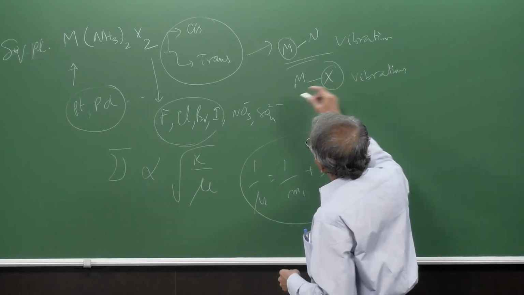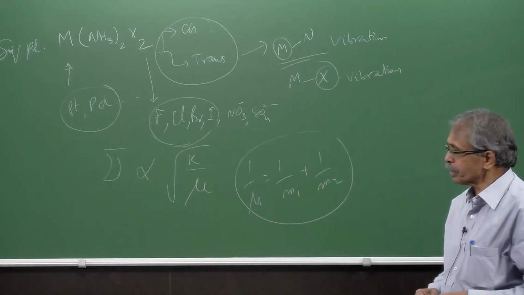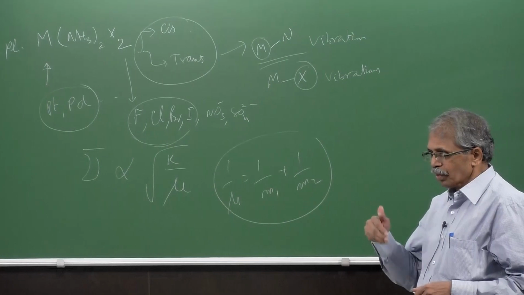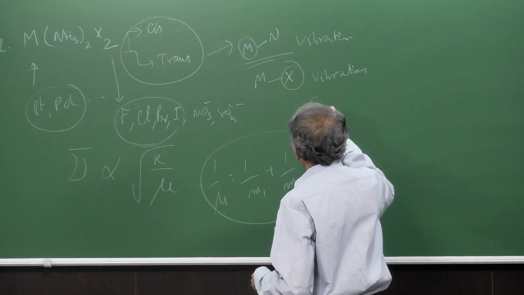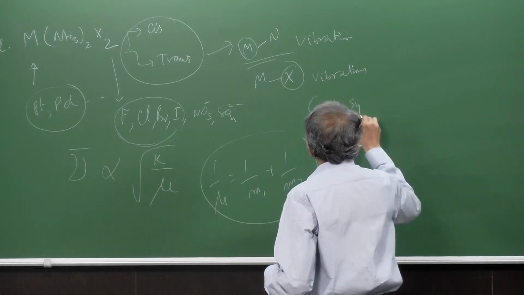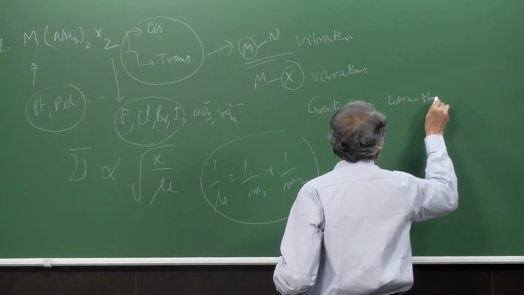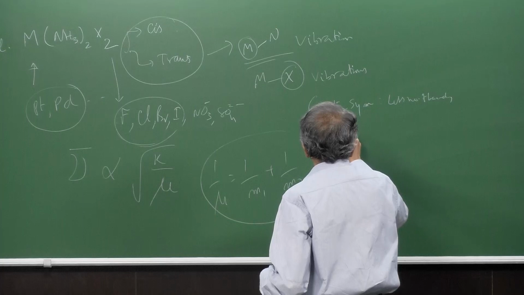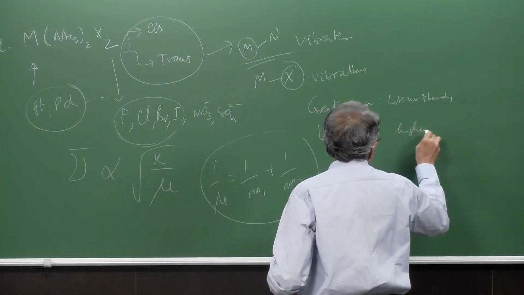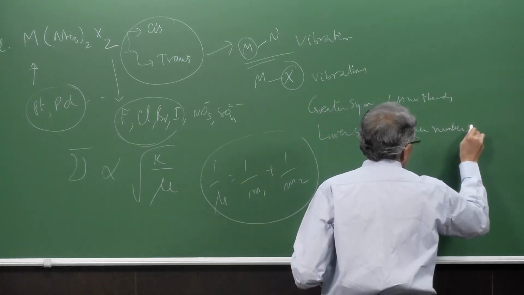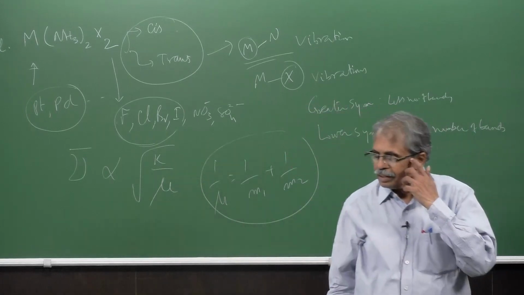These get affected by changing the M, by changing the X, and in both cases by changing cis versus trans, because symmetry has a lot of role, though we have not gone into it in this particular course on the infrared. The greater the symmetry, the fewer the number of bands. Lower symmetry, higher number of bands. You can take it as granted, which has been well proven and seen.